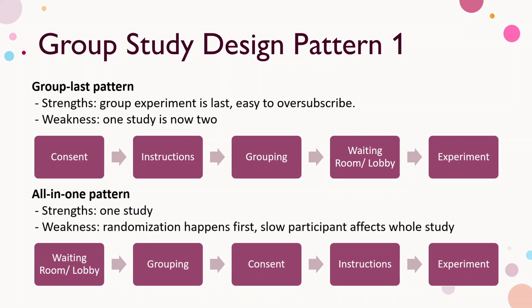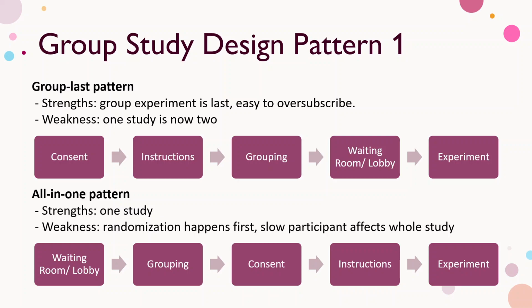So this first study design pattern is the group last pattern. This is waiting till the very end to put people into groups. So you do the consent first, the instructions, the training round, the videos, then you do the grouping. So you're matching people based on naivete and randomizing, and then sending them to the waiting room, where they actually will wait together and then start the experiment.